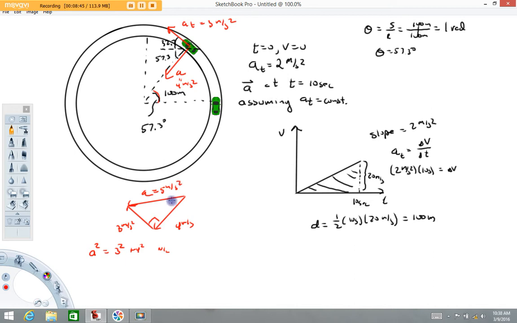All right. I'm going to go ahead and find this angle right here. I'm going to give it a name, alpha. The tangent of the angle alpha is equal to 3/4. So we're going to need the inverse tangent of 3/4, which is 37 degrees. So the net acceleration vector has a magnitude of 5 meters per second squared, and it's 37 degrees clockwise from the centripetal acceleration vector.